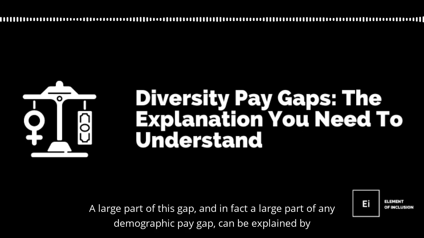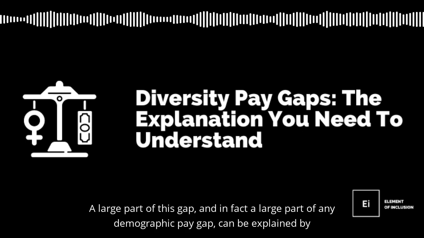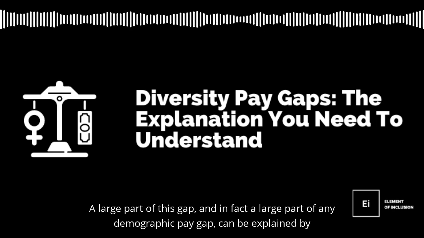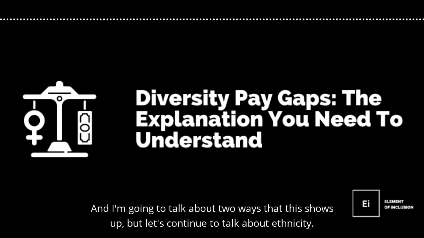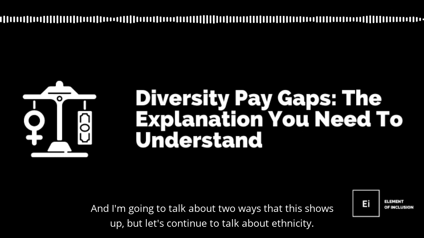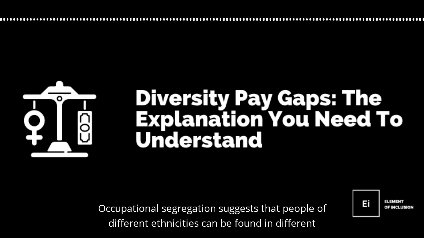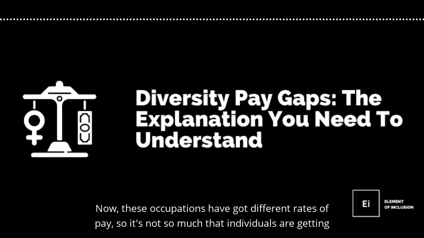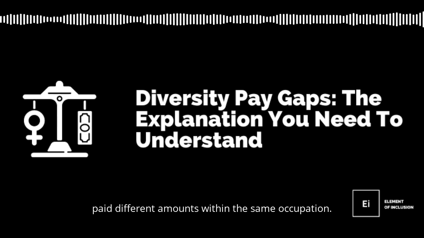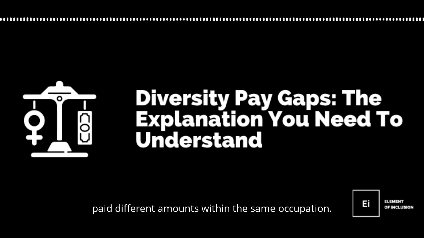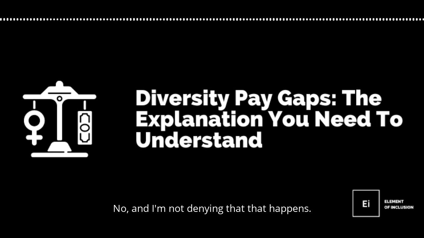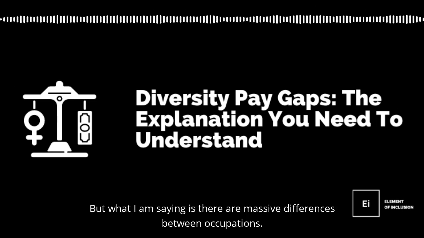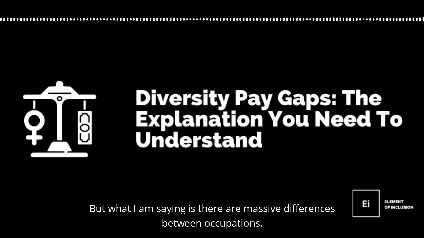A large part of this gap, and in fact, a large part of any demographic pay gap, can be explained by occupational segregation. And I'm going to talk about 2 ways that this shows up. But let's continue to talk about ethnicity. Occupational segregation suggests that people of different ethnicities can be found in different occupations. Now, these occupations have got different rates of pay. So it's not so much that individuals are getting paid different amounts within the same occupation. No, and I'm not denying that that happens. But what I am saying is there are massive differences between occupations.